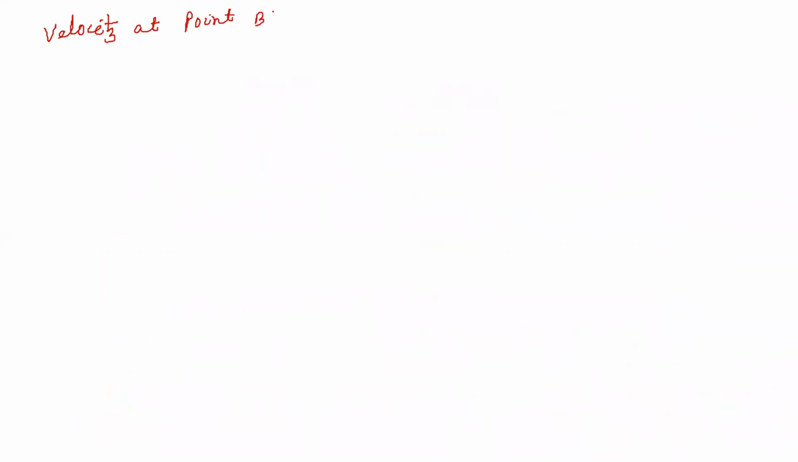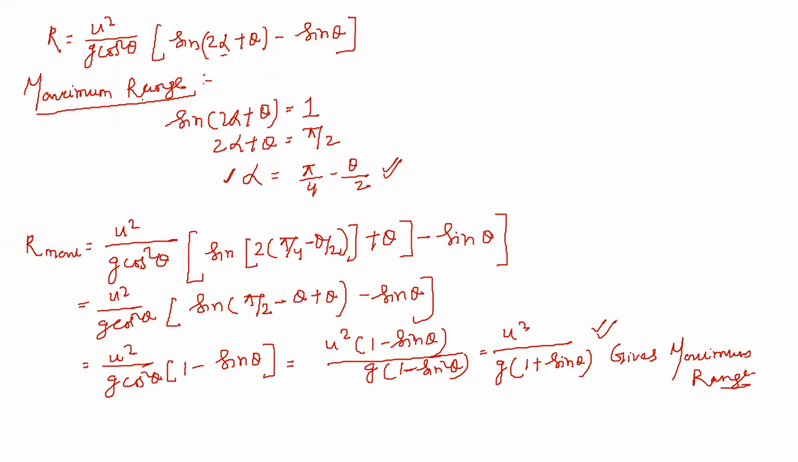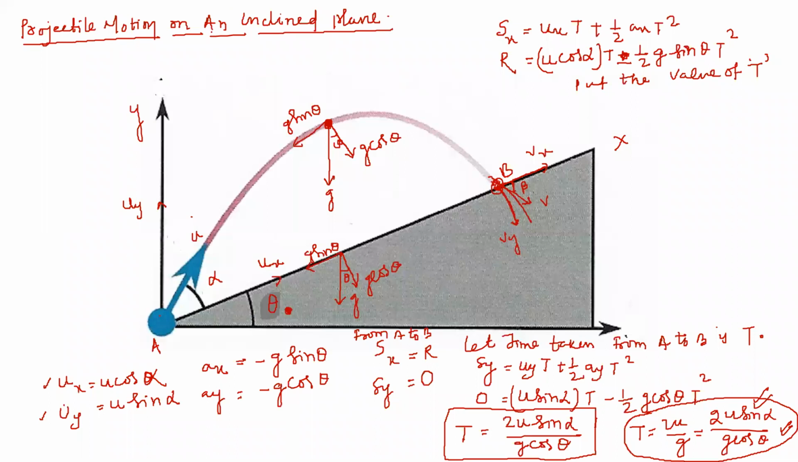Velocity at point B. Okay. Students, from the figure we saw Vx is equal to Ux plus Ax into t. Correct? And if I take the component here, if this is Vx, then this will be V cos beta, because if this is beta, this is going to be cos beta.